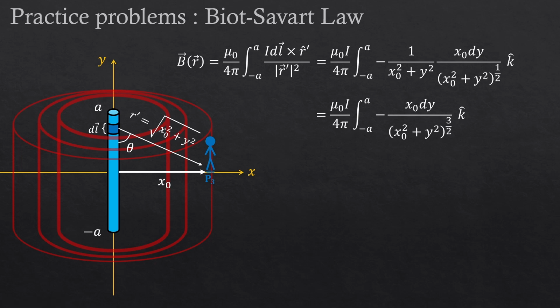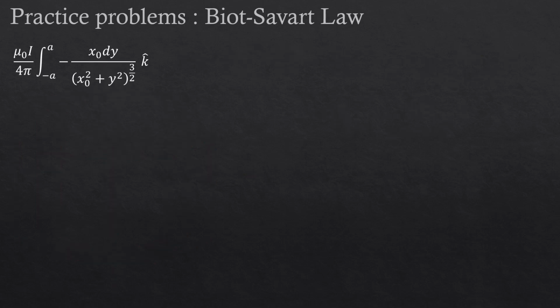Now, I'm gonna show you how to integrate this. This is just calculus stuff, but I'll show it to you nevertheless, so you don't need to search for the method. We're gonna start by using substitution method. Let y equal x naught tangent phi. Where is phi coming from? It's from nowhere. I just made it up to do some math. Just follow me through and you'll understand.